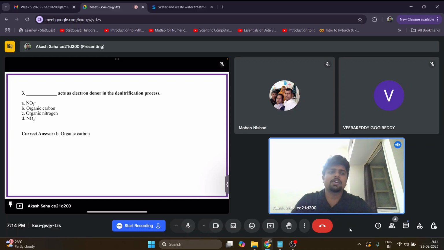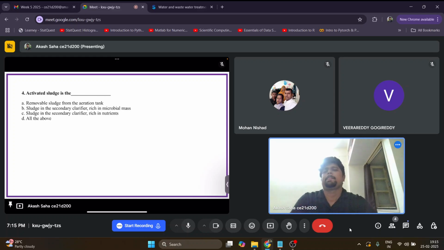So nitrate is being converted to nitrogen gas. So what is my electron acceptor? It would be nitrate. Okay. So nitrate, so in any anoxic system, oxygen is not the electron acceptor. So always remember either nitrate or sulfate. These kind of things will be my electron acceptor. Okay.